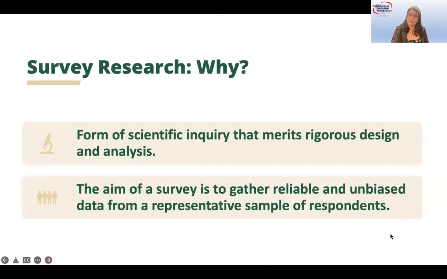Why do we do survey research? Survey research is a form of scientific inquiry that merits rigorous design and analysis. The aim of a survey is to gather reliable and unbiased data from a representative sample of respondents.